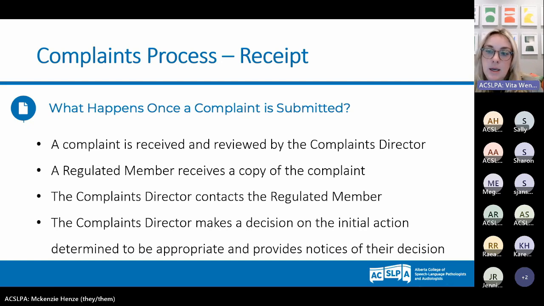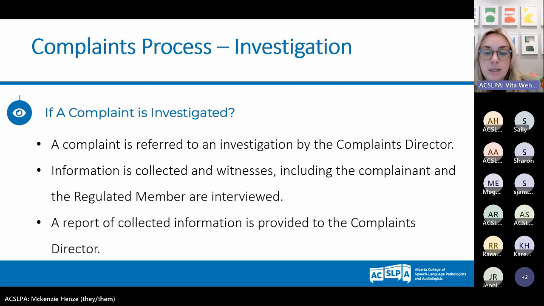Next slide, please. One of those options is an investigation. If a complaint is being investigated, it may be investigated by a complaints director, or it may be investigated by someone appointed by a complaints director, such as an investigator or an investigative officer. There's different names depending on the circumstances.